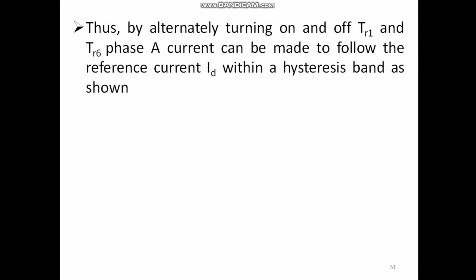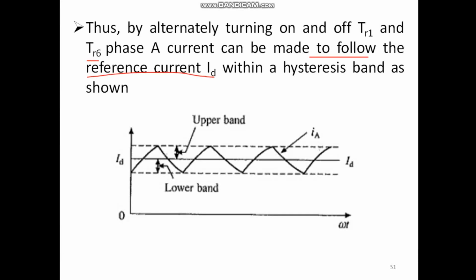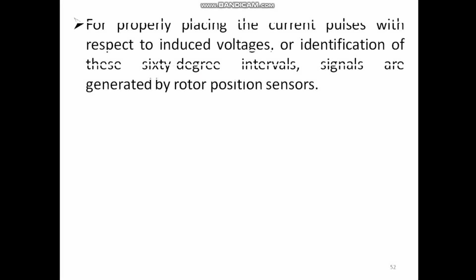So thus by alternately turning on and off TR1 and TR6, phase A current can be made to follow the reference current ID within a hysteresis band, okay, as shown here. So this is my hysteresis band which it has to follow, right? Clear with this?